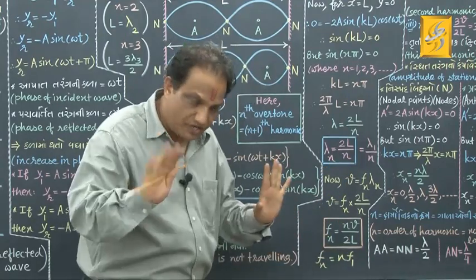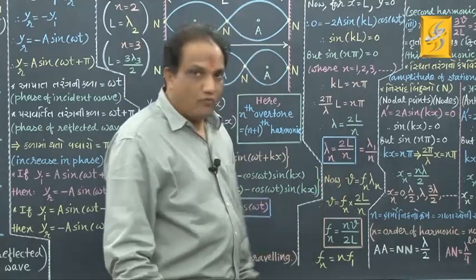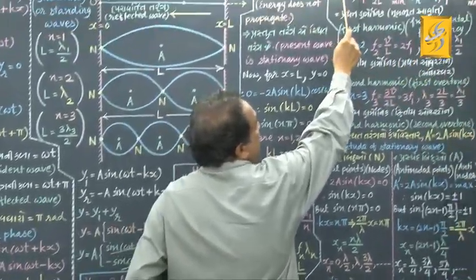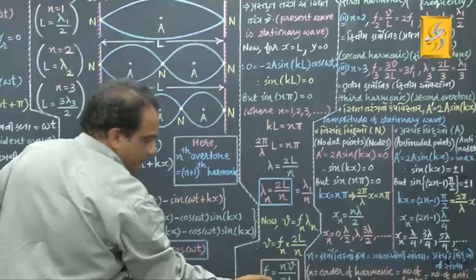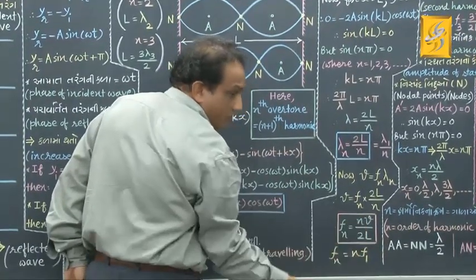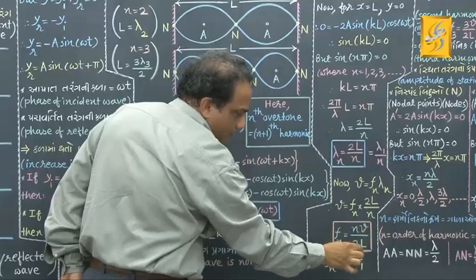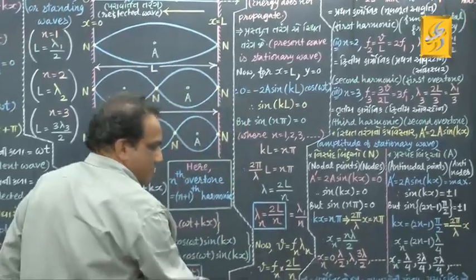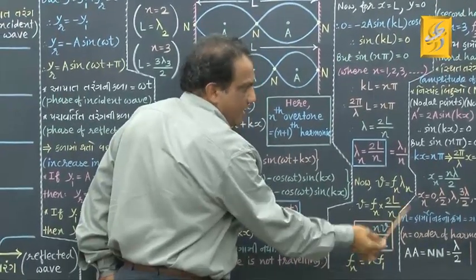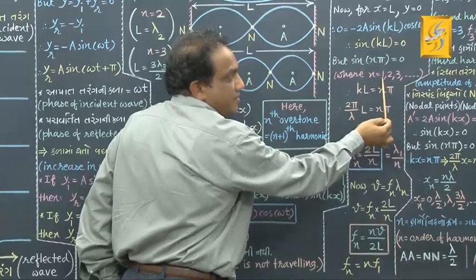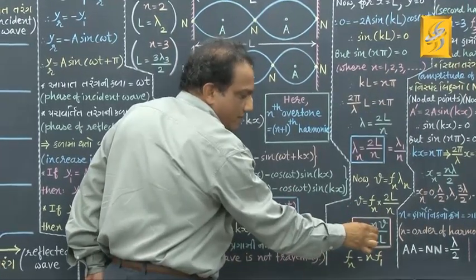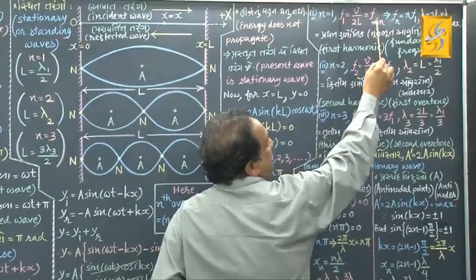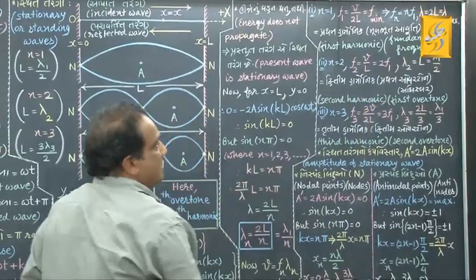Just take n equal to 1, 2, 3 and so on, one by one. Put n equal to 1 here and here also. What will you get? F1 equals V upon 2L. Here, n is appearing in the numerator, and among n equal to 1, 2, 3, 1 is minimum. Because you are putting the minimum value here, this frequency is also minimum. So instead of F1, I am writing F minimum.